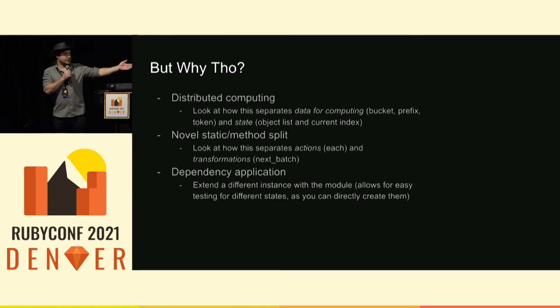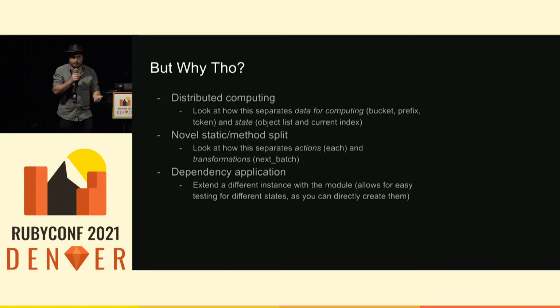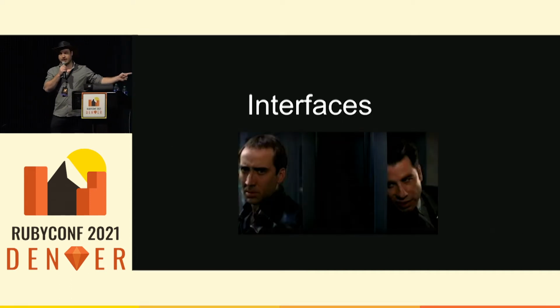So again, what this lets us do, we can distribute our computing easier because we can separate the data that we're using to compute from the state of that computation. We can separate our actions and our transformations, and we can apply our code to any piece of data. And that last one has been particularly useful, again, in testing, because I can just write down the state that I want to start from and go from there. All right, interfaces.